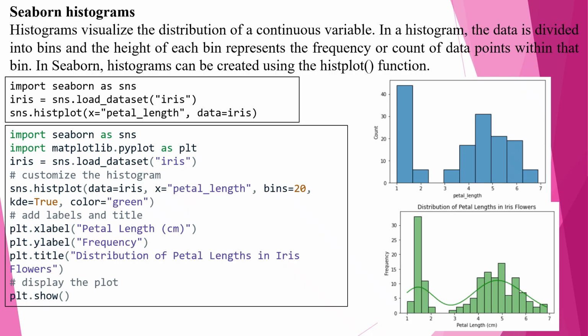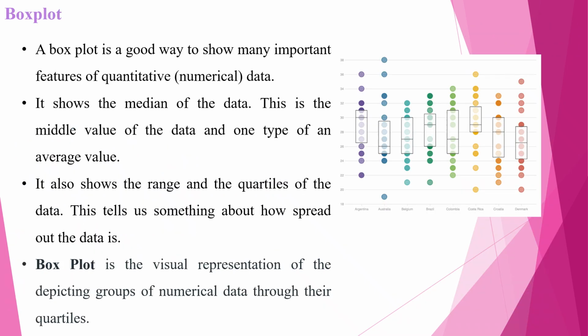In the customized version, additional parameters like bins are used to control the number of intervals, and kde equal to True adds a smooth curve to represent the data distribution more clearly. Colors, labels, and titles are also added to improve the appearance and readability of the plot. This type of visualization is useful for identifying patterns such as skewness or spread in the data.